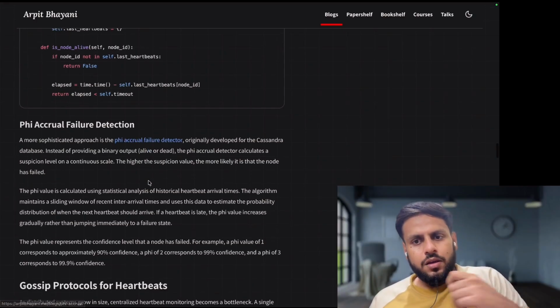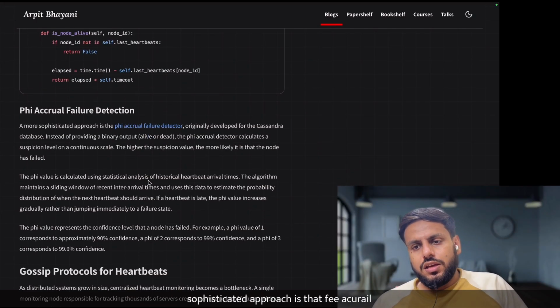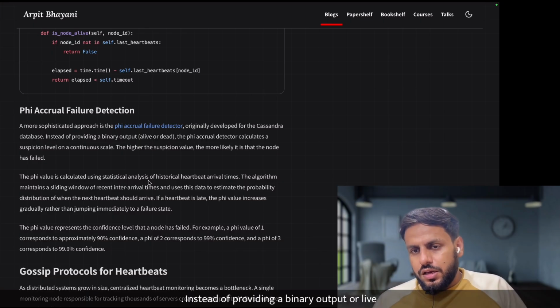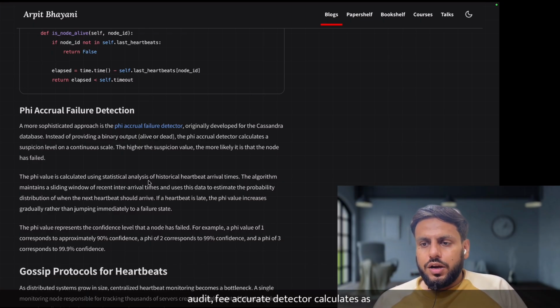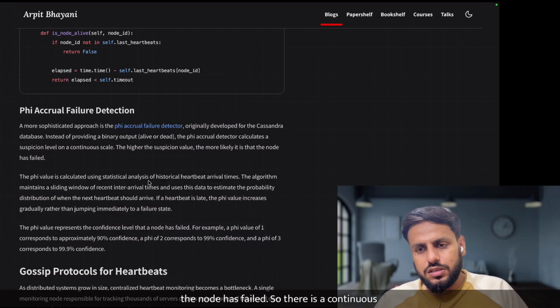Phi accrual failure detection. A more sophisticated approach is the phi accrual failure detector, originally developed for the Cassandra database. Instead of providing a binary output, live or dead, the phi accrual detector calculates a suspicion level on a continuous scale. The higher the suspicion value, the more likely the node has failed. So there is a continuous meter kind of thing.